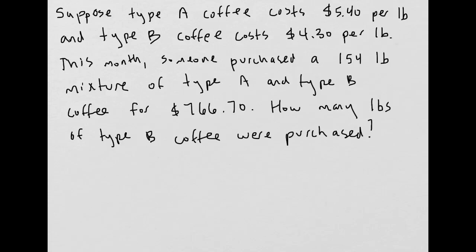So there's a lot going on in this problem, but one of the things I want to point you towards is the fact that we have several different numbers along with several different kinds of units. One of the numbers that we see is $5.40 per pound. Another kind of number we have is just pounds. We've got 154 pounds. And then a third type of number that we have is just dollars. So the question is, how do those three kinds of units relate to each other? How do dollars per pound, pounds, and dollars relate to each other?